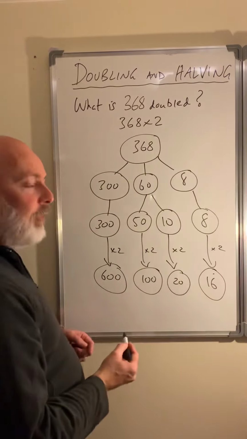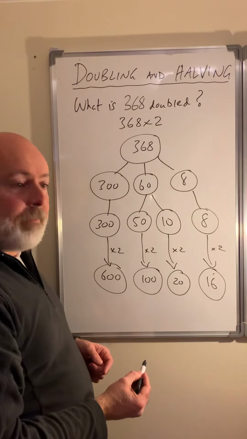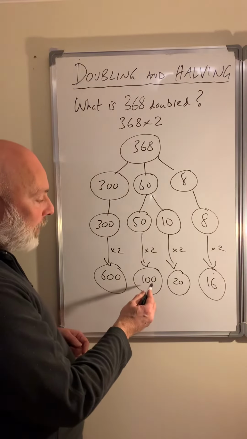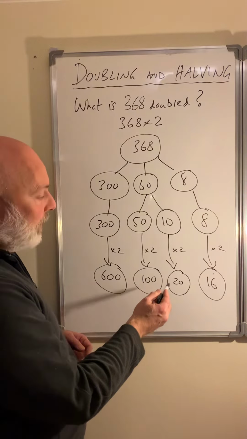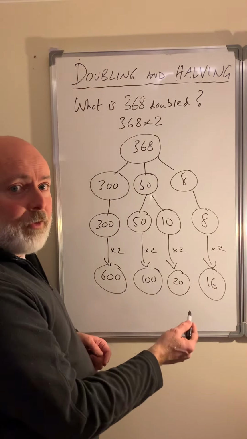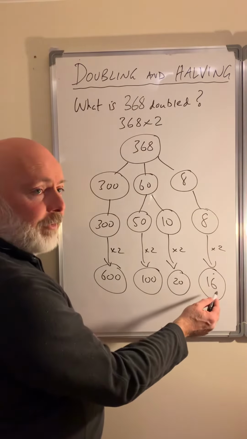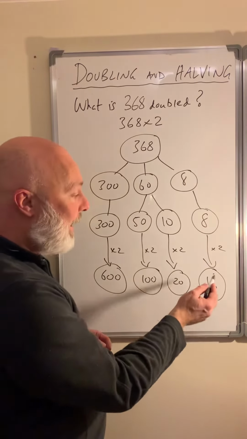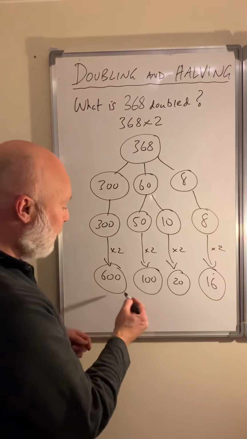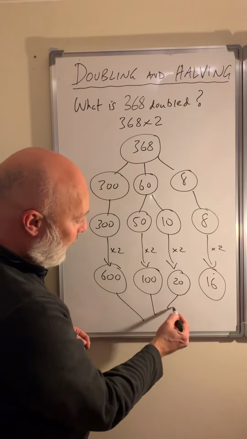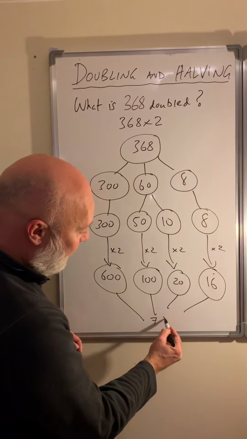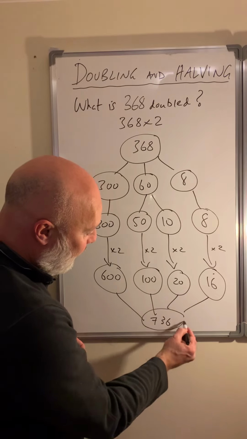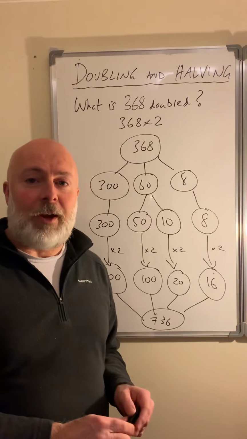Now, I just need to add these 4 numbers together. So 600 plus 100 is 700. Plus 20 is 720. And plus 16, well, I could do plus 10, which gives me 730, and then plus the 6, which is 736. So all these guys come together as 736. And hopefully, if you check that on the calculator, it's correct.